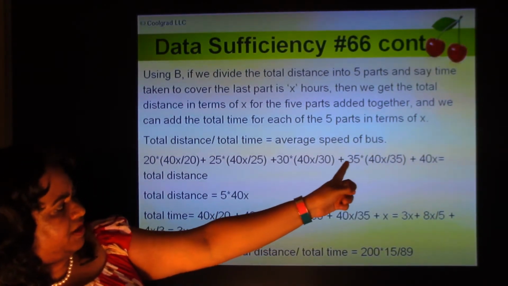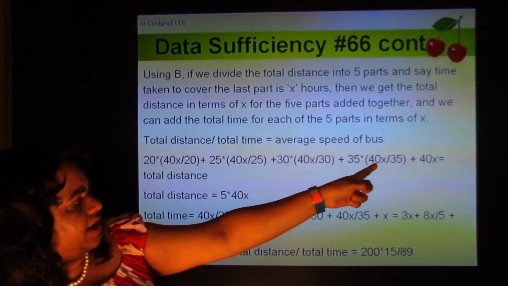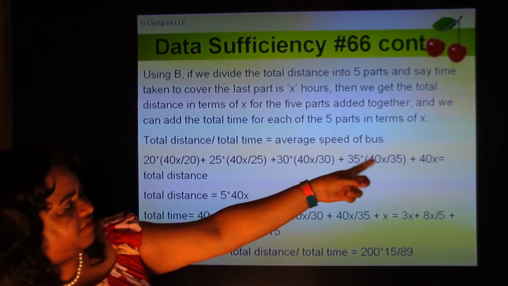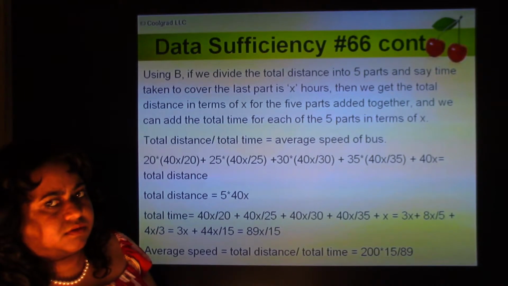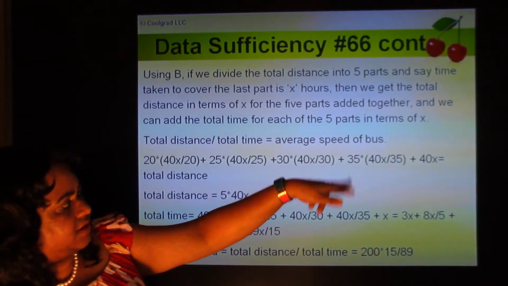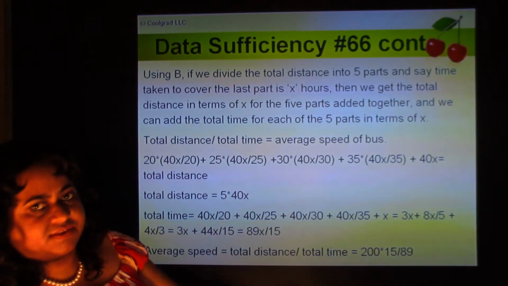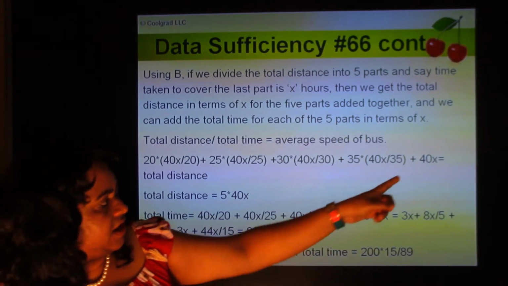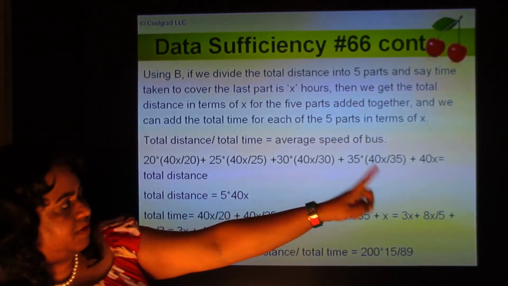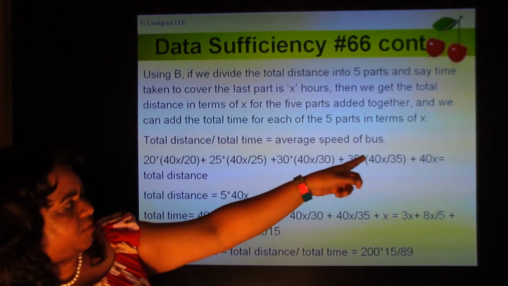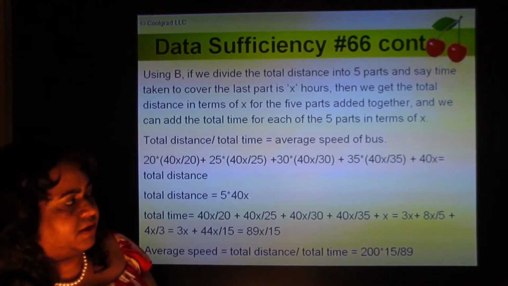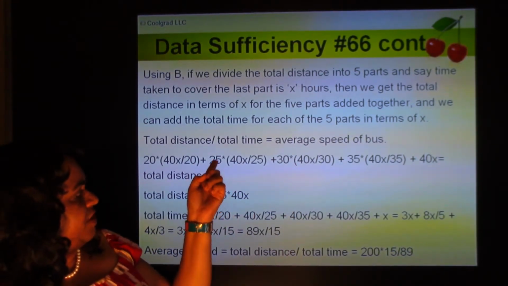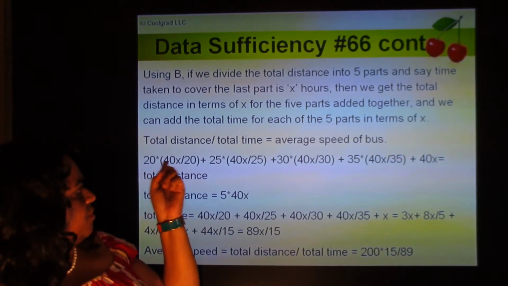The 4th part, the speed was 35 kilometers per hour, and the time taken will be 40x divided by 35. It takes slightly more time because it's at a lower speed to cover the same distance. The distance of each of the 5 segments is the same. At 40 kilometers per hour, it takes x time; at 35, it takes 40x by 35. Before that, the speed was 30, so 40x by 30, then 25, 40x by 25, then 20, 40x by 20.